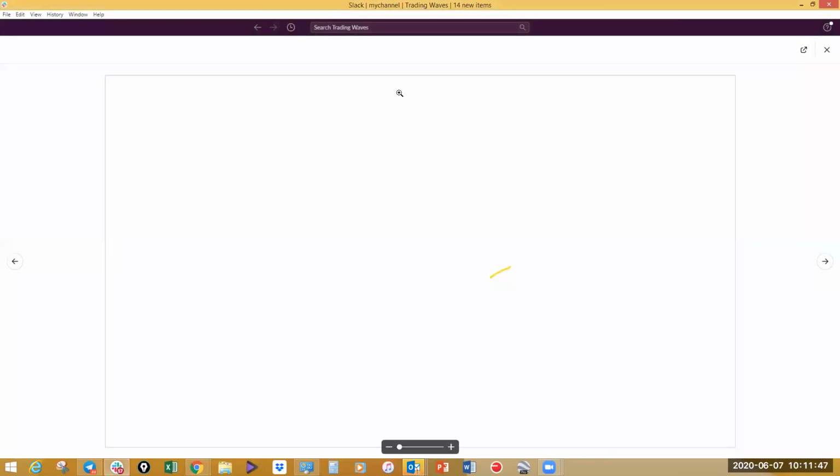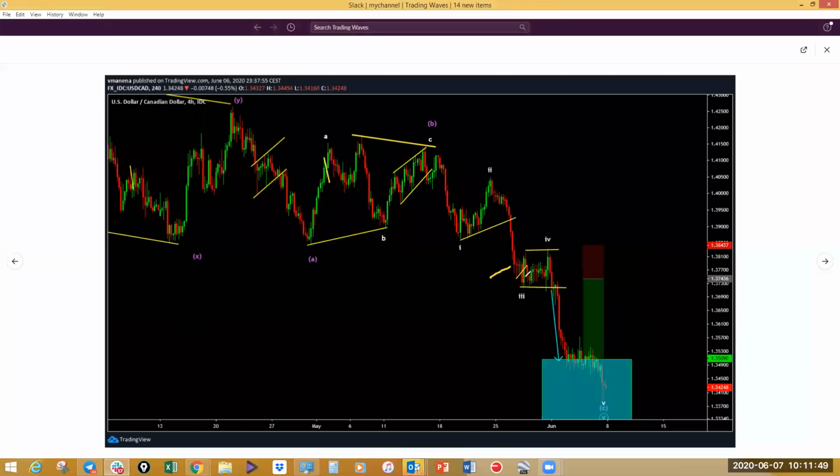As you can see, it goes and makes a corrective structure. This was the entry here. It goes and makes a corrective structure here. As you can see, crashes through target. There was a simple 250 pips on US dollar CAD. That's how that one has played out.